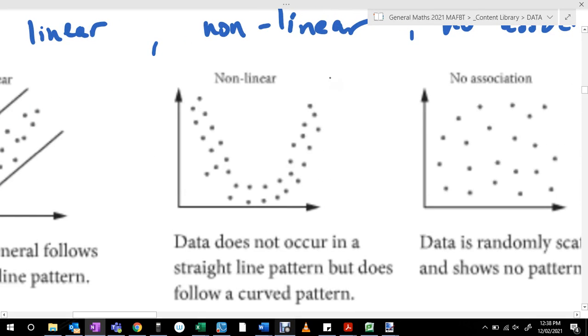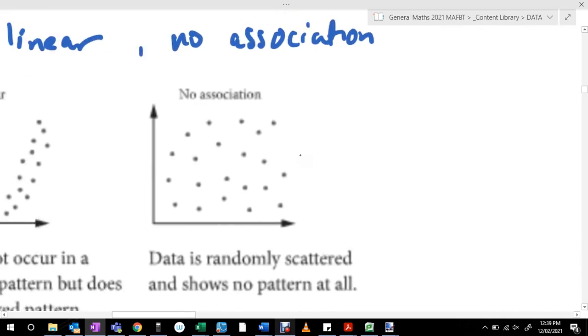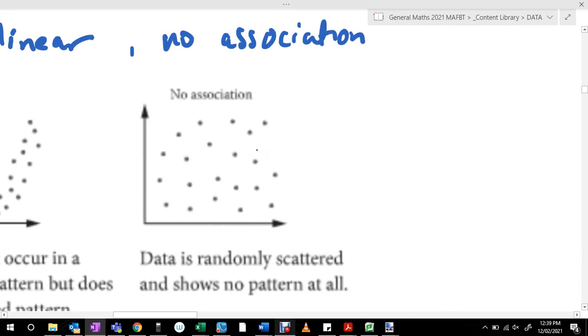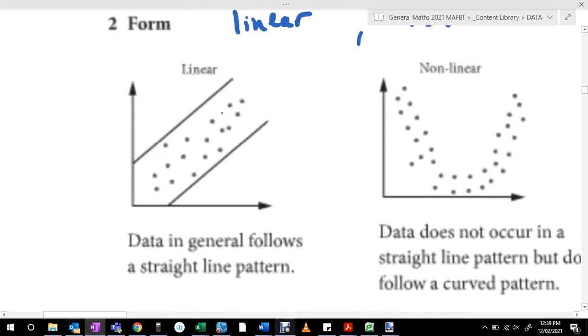Non-linear just means that there's maybe some sort of direction, but it's not really a straight line. This is a curved line. There could be some sort of pattern, but it's not straight. Linear means straight, and no association just means random. So before, we mentioned what a graph looks like if it's no association, neither positive nor negative: it's no association, just random.